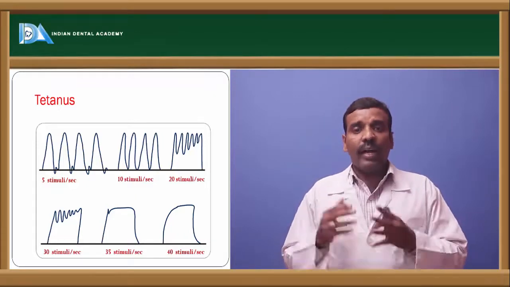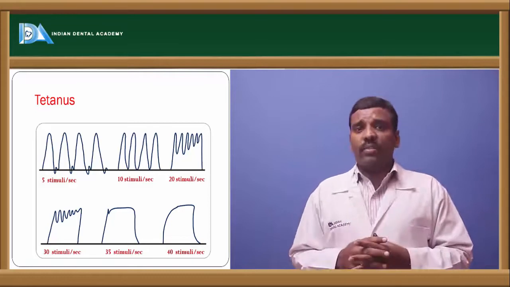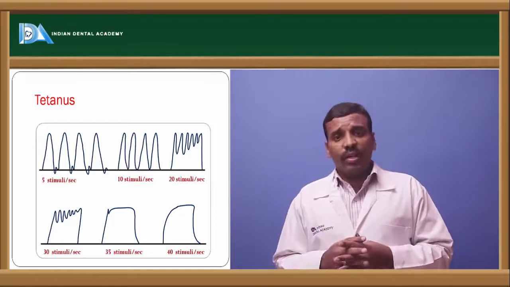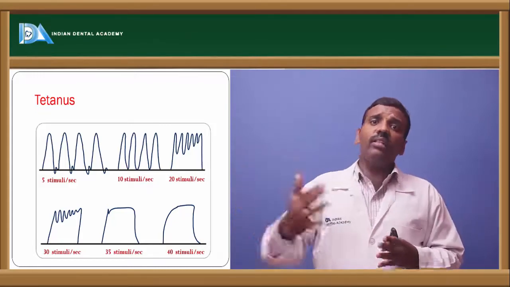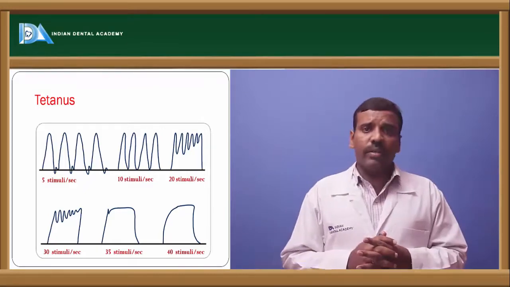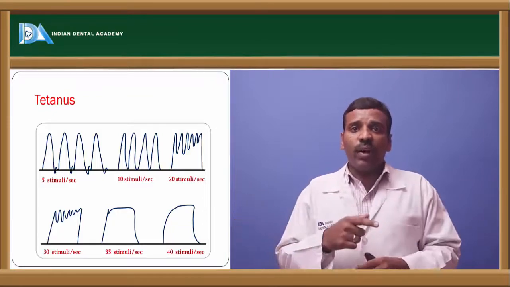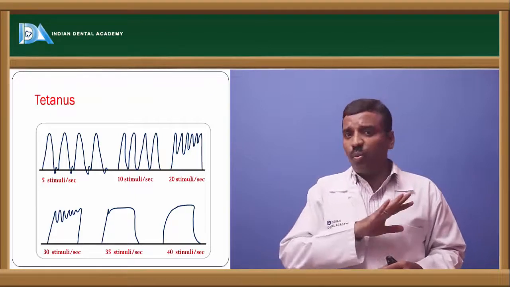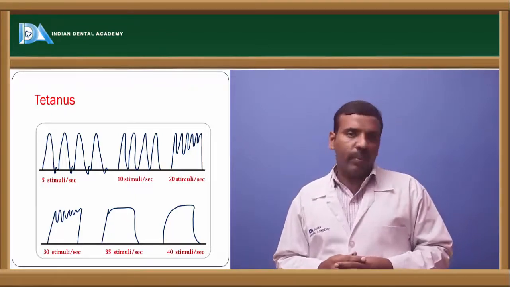And the next one is, if you are applying 40 stimuli per second, then we'll get complete tetanus, in the sense there is no relaxation again, the muscle gets contracted and sustained in that contraction. It is an irreversible phenomenon, in the sense the muscle won't recover here. Whereas in fatigue, the muscle does recover, and in case of tetanus, the muscle won't recover. That type of phenomenon is called an irreversible phenomenon.